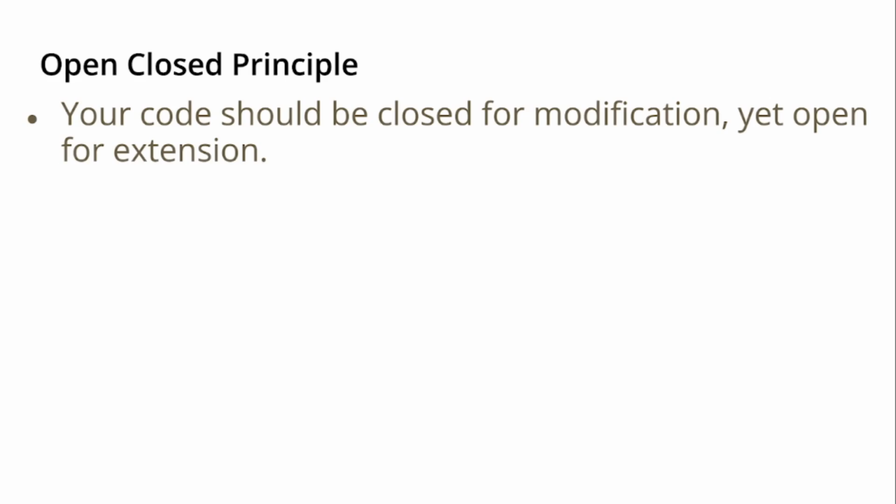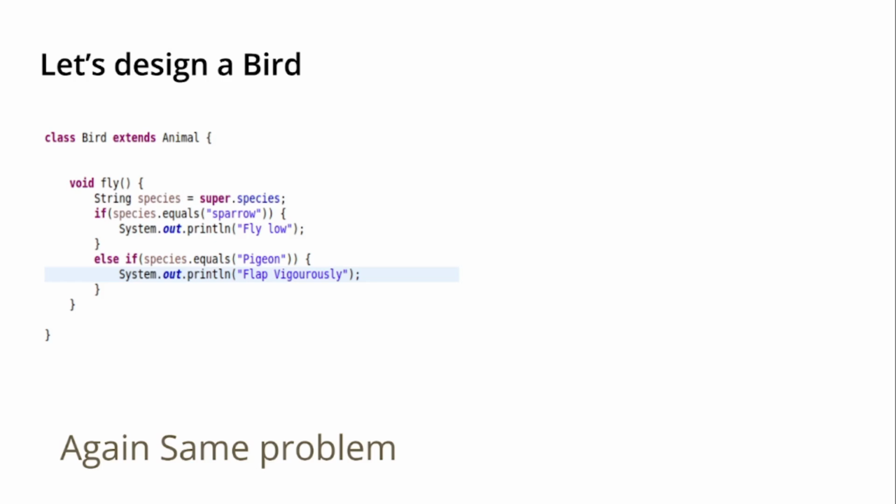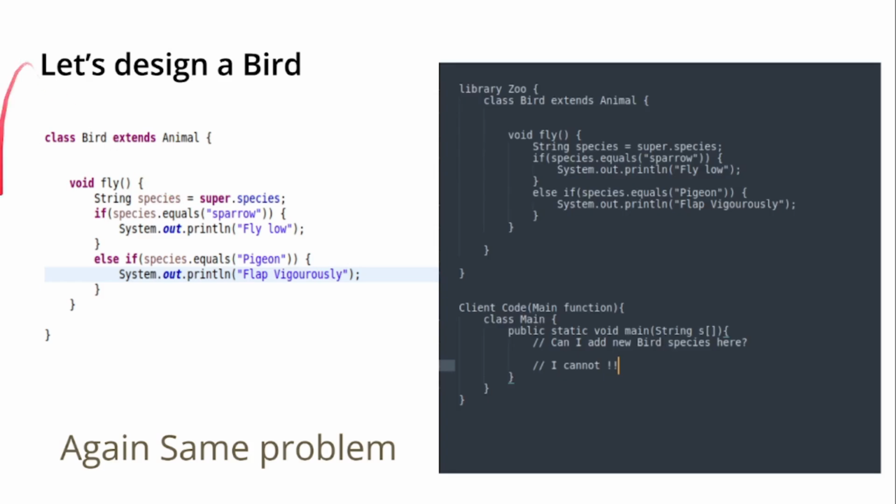Okay, now we'll see this with the help of an example. Let's design the bird class. In the previous example, we created a separate bird class which extends animal, and there's a fly function in it. Now we are defining that fly function. Let's say there is a species variable, and based on the species we are defining the fly behavior. If the species equals sparrow, then we define some fly behavior. If the species is pigeon, then we define some other fly behavior.